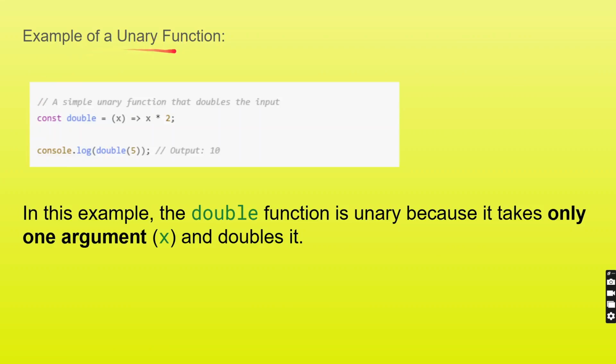Example of a unary function. A simple unary function that doubles the input. We have an arrow function that takes a single argument x: lambda x, x multiplied by 2. When we call double with 5, the output is 10. In this example, the double function is unary because it takes only one argument x and doubles it.